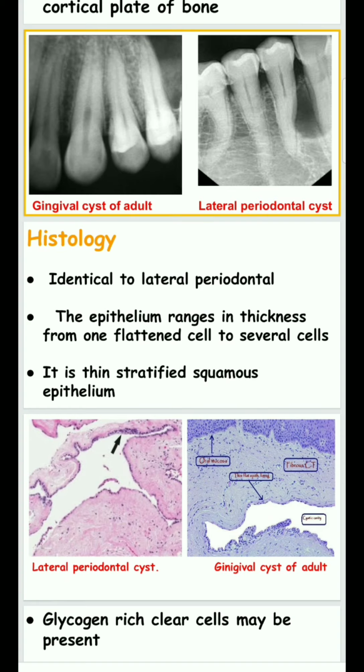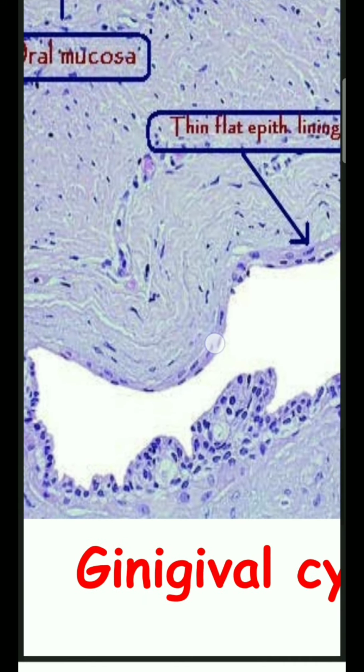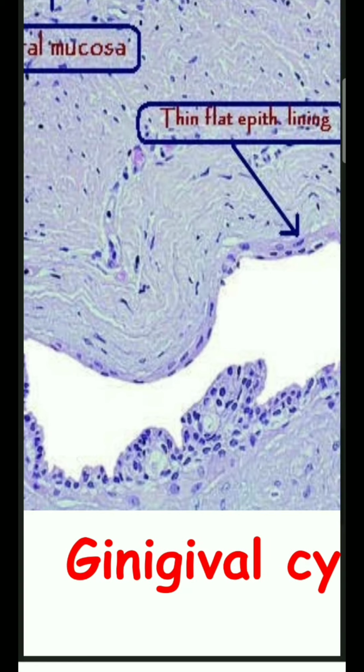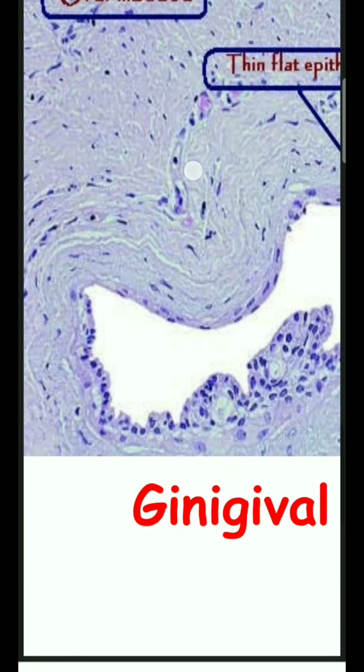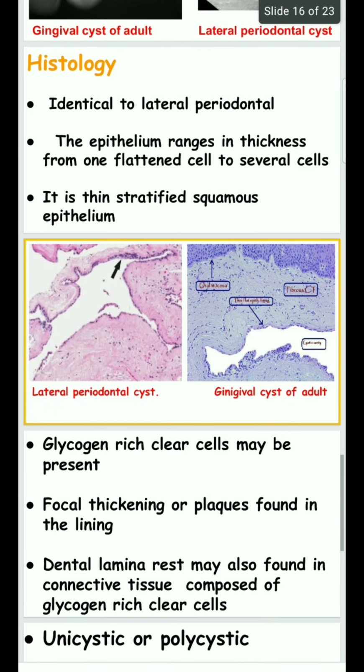Histologically, it is identical to the lateral periodontal cyst. The epithelial lining is thin, consisting of one to several flattened cells. At the same time, glycogen rich clear cells are also present in the epithelial lining cells, and also seen in the connective tissue. It is very identical to the lateral periodontal cyst.